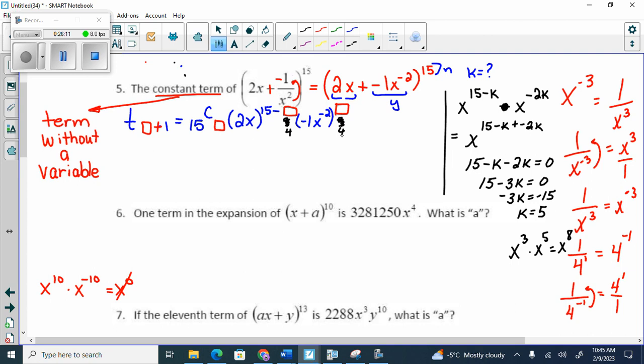Did they cancel? No. So then I can try 5. This is x to the 10. This is x to the negative 10. What happened? They canceled. So k is 5. So you can do it algebraically like this, where you set the exponents equal to each other, or add the exponents, sorry, and set it equal to 0 and solve. Or you can guess and check till it balances and they cancel off. Okay? Either way, it's 5.